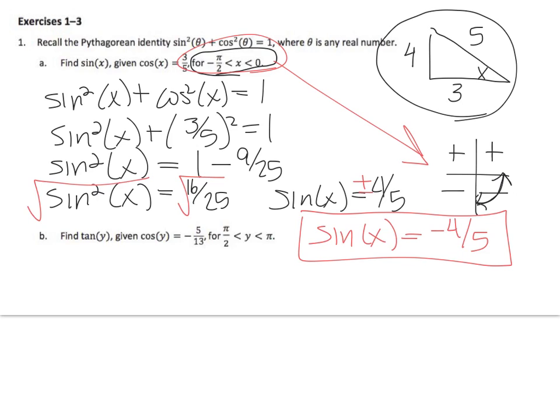Okay, for this next one, for part B, I'm going to start that on a new slide just to make sure I have enough space. Okay, we have lots of space now. Let's go with the Pythagorean identity again and see how we can make that work for a tangent. So sine squared y plus cosine squared y equals 1.